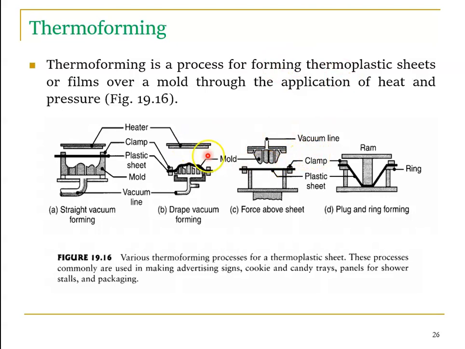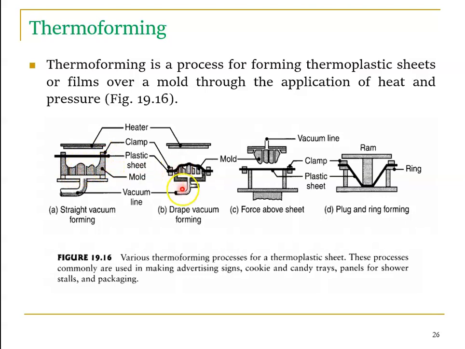From the image you can easily observe the various thermoforming processes. The first one is straight vacuum forming. Here we place the plastic material, and above the plastic sheet we insert the heater, and at the bottom we have a pipe. From that pipe the air is sucked, so the plastic is deposited based on the shape. So this is straight vacuum forming.